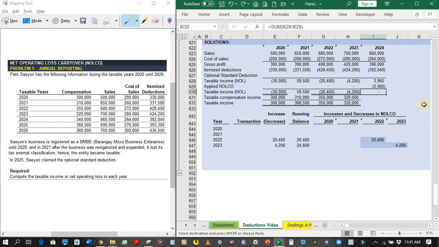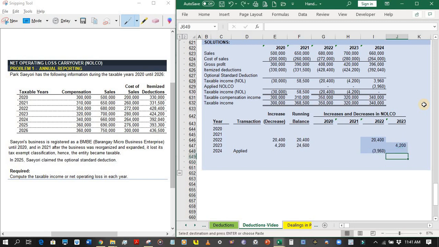However, we have a taxable compensation income in 2024 of 340,000 pesos. So which means we are still taxable at 340,000 pesos. So again, let us update our monitoring. In 2024, the 3,960 pesos of NOLCO is applied. So that is to be deducted from the 2022 NOLCO.